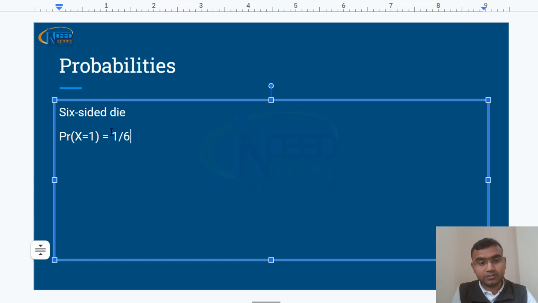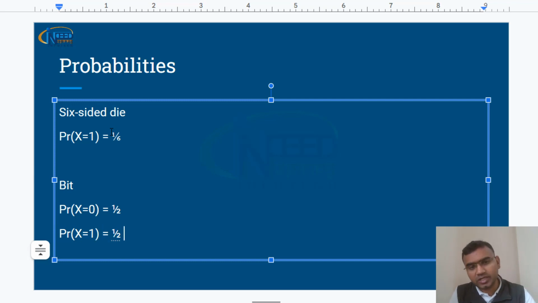This is the probability. Okay, if I try to understand for, let's say, a bit, it is going to be probability X is equal to 0. So it is going to be 1 by 2, and probability that X is going to be 1 is again 1 by 2. So this is how we'll represent the probabilities.